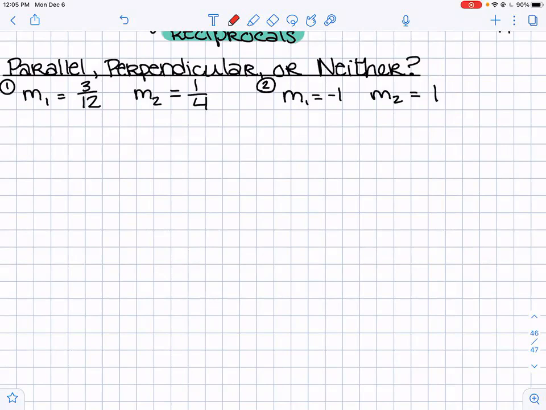On the first one, 3/12 and 1/4. Are those parallel? How come? 3/12 reduces to 1/4, so these are the same, so that means they're parallel. How about on number 2? Perpendicular. Okay, normally, if you have like -3 and +3, they're not perpendicular, right? But 1 is different because 1/1 is always going to be 1, right? So -1 and +1 are perpendicular.